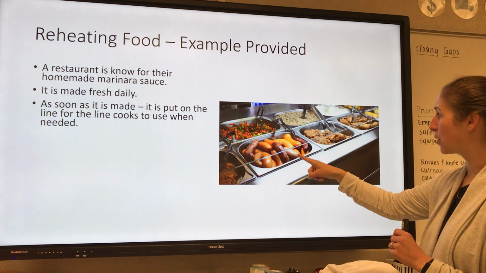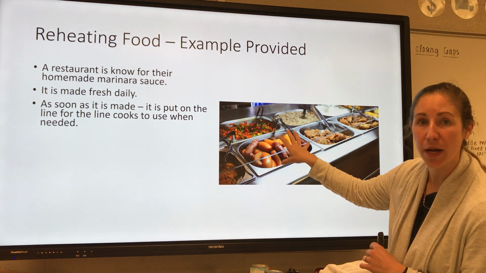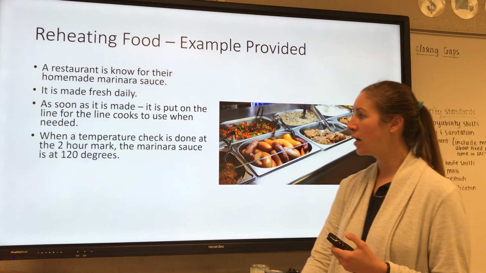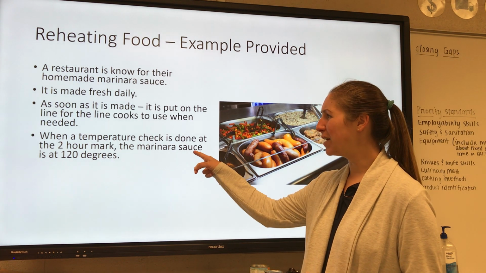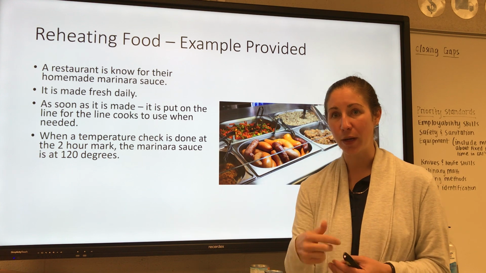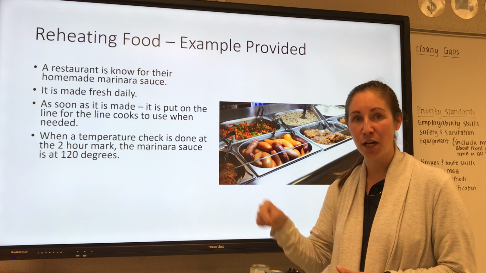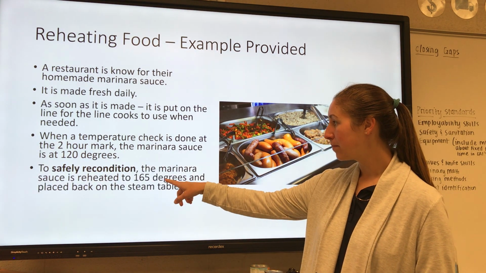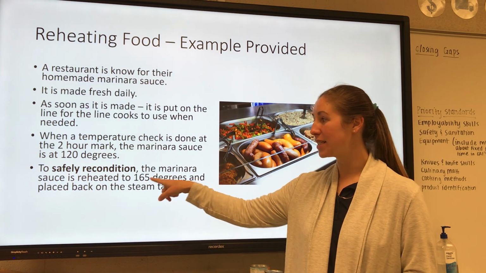So it's on a line similar to this. The line cooks have all of this ready, and right here would be marinara sauce. It's being kept hot this entire time, okay? When a temperature check is done at that 2-hour mark, it's noted that it is only registering at 120 degrees, but we know that when food is sitting out like this, it needs to be at 135 degrees. So to safely recondition, the marinara sauce is reheated first to 165 degrees.